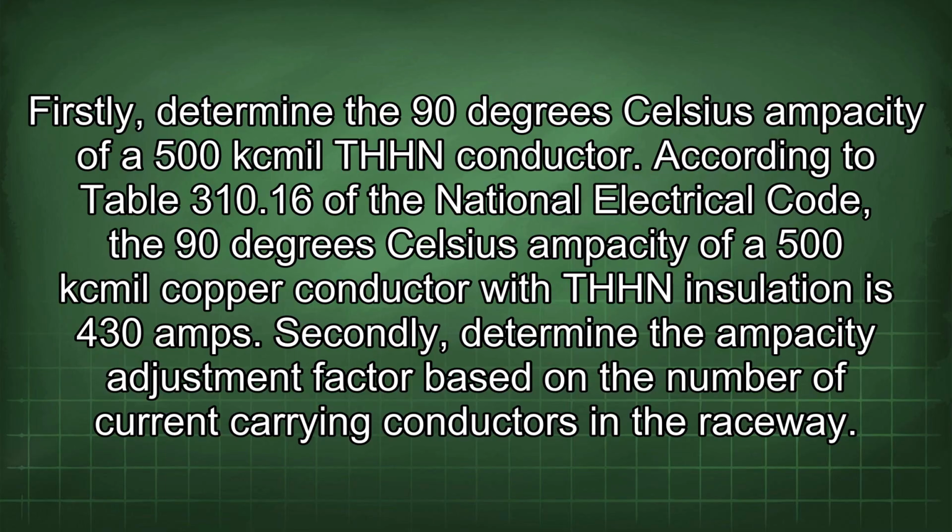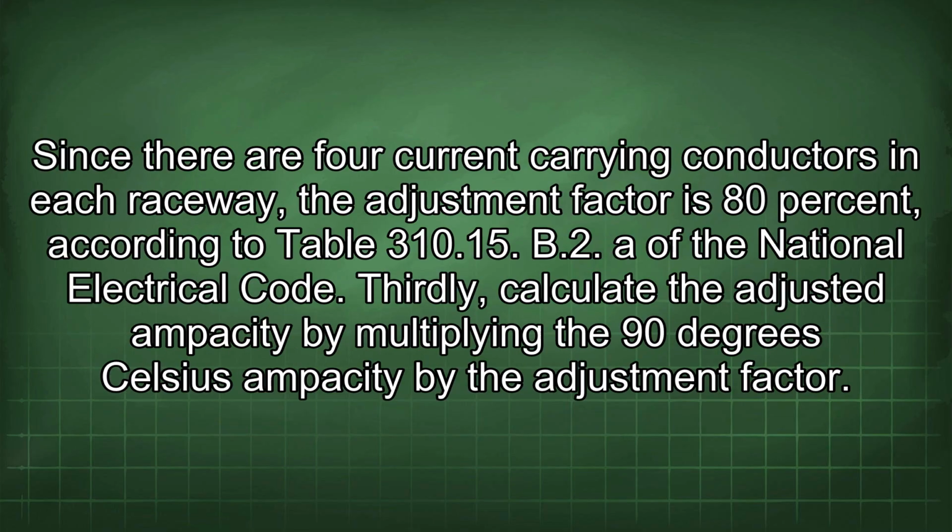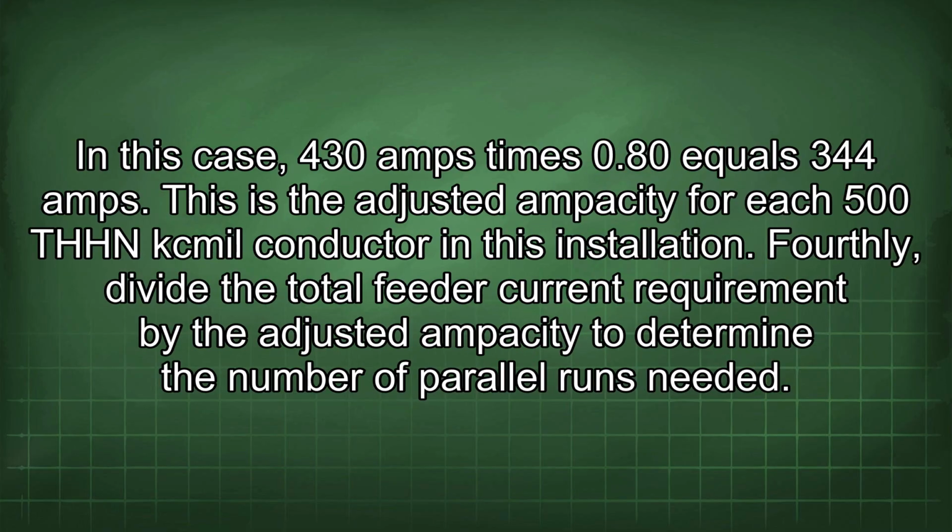Secondly, determine the ampacity adjustment factor based on the number of current-carrying conductors in the raceway. Since there are 4 current-carrying conductors in each raceway, the adjustment factor is 80% according to Table 310.15(E)(2) of the National Electrical Code. Thirdly, calculate the adjusted ampacity by multiplying the 90 degrees Celsius ampacity by the adjustment factor. In this case, 430 amps times 0.80 equals 344 amps. This is the adjusted ampacity for each 500 kcmil THHN conductor in this installation.